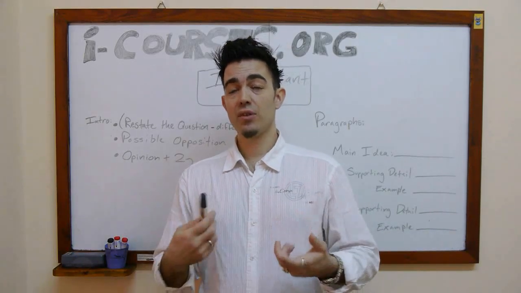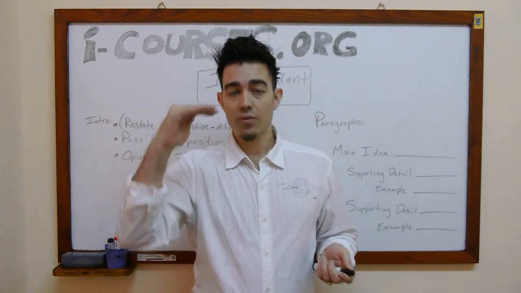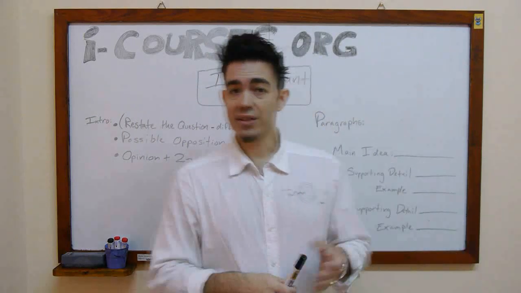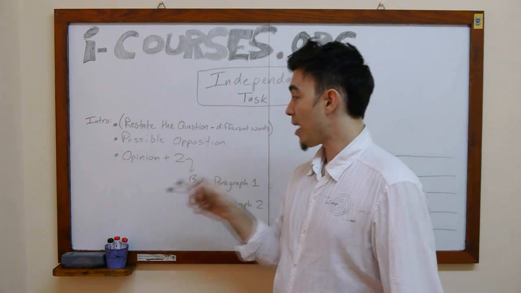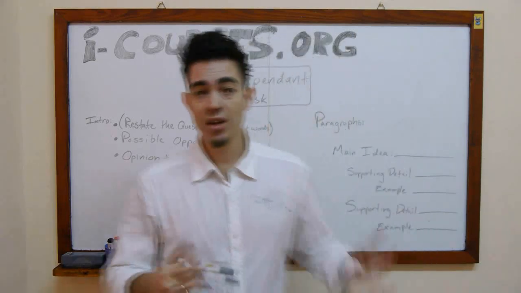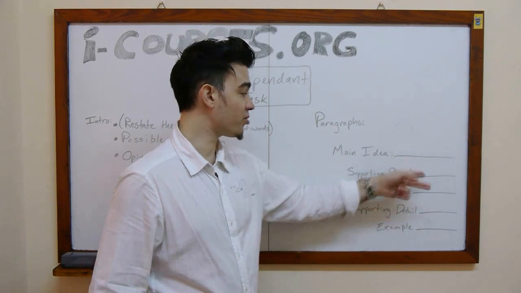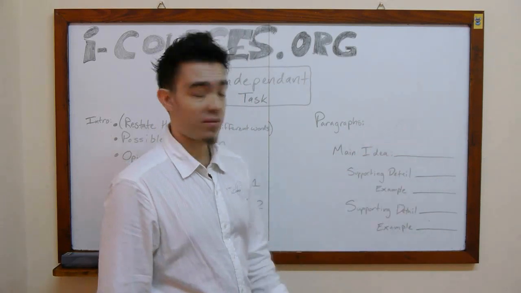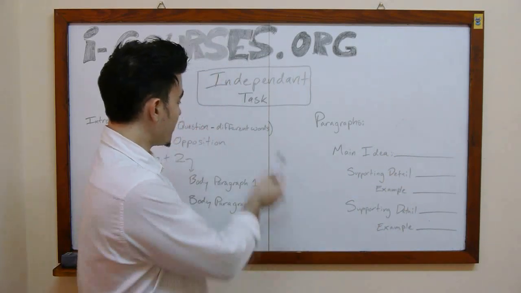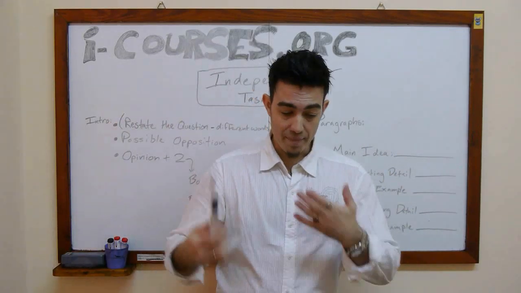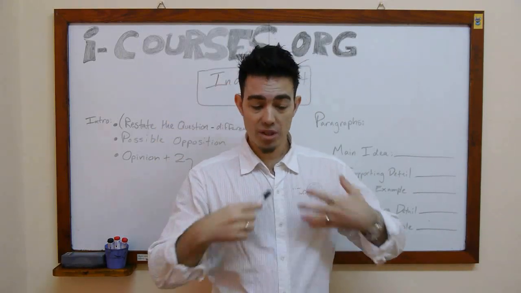Now, some things that you really want to think about when you're doing this. First of all, write your outline like this. You have your intro, restate the question, possible opposition, opinion, plus 2. Those 2 are your body paragraphs. The main idea of the first paragraph plus supporting detail, possible example. No supporting detail, give more information. The summary, you're just restating this in a slightly different way. So finish your outline, start writing.